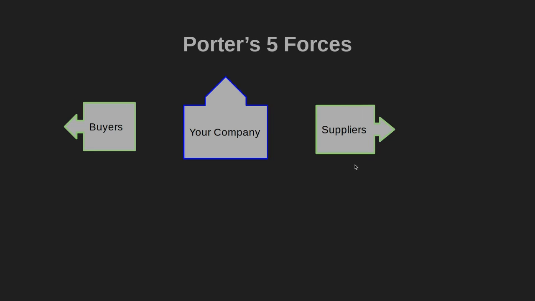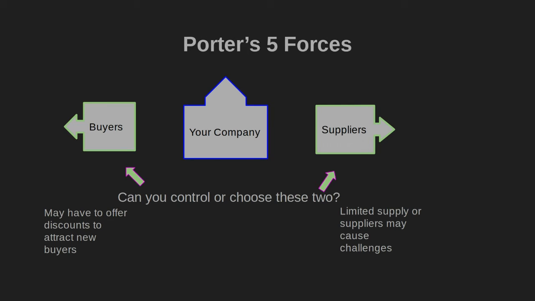And if you'll notice, I colored them green because they're a little bit related in that you and your company, you can't really control them, but you have a choice. You can advertise to certain demographics or certain areas. You can set your price point so that it's attractive to the people that have the most disposable income. Or for your suppliers, you have a little bit of control on who you can do business with. If you don't like a certain company, you don't like how they're supplying you with the raw materials, you can choose another one. Now, we cannot control these two, but we may have to offer discounts to attract new buyers, or limited supply or suppliers may cause challenges. So these are the two pressures that the business owner does have somewhat of a choice.